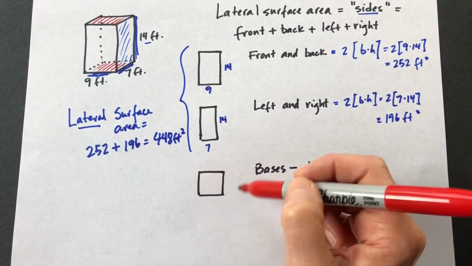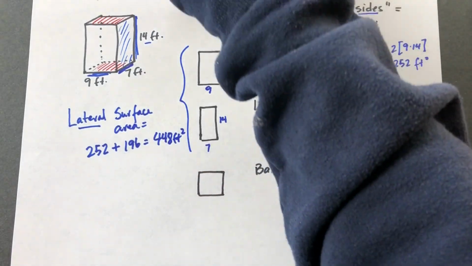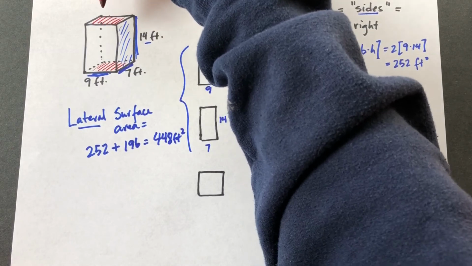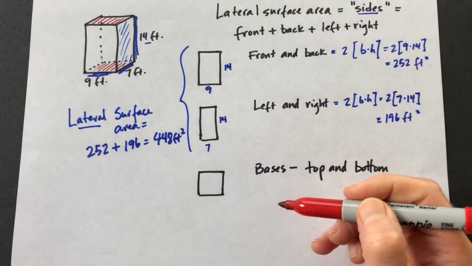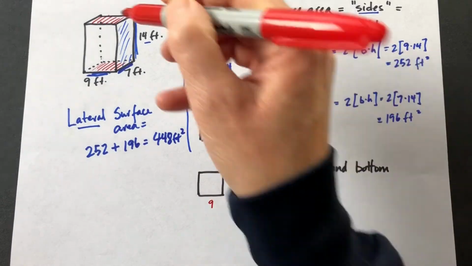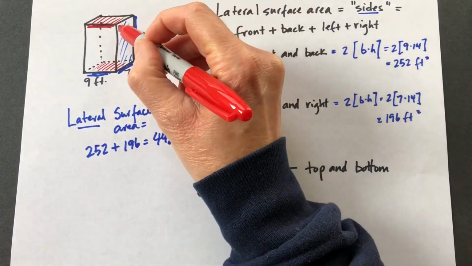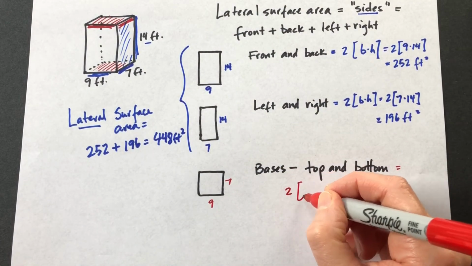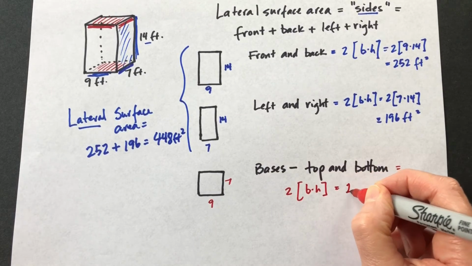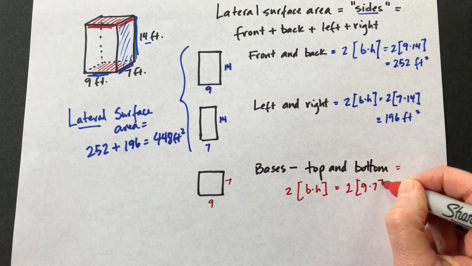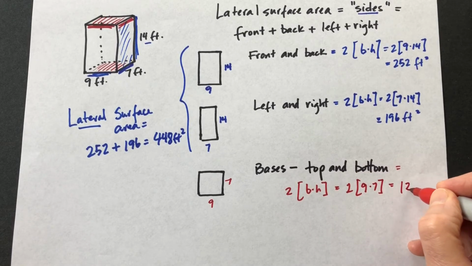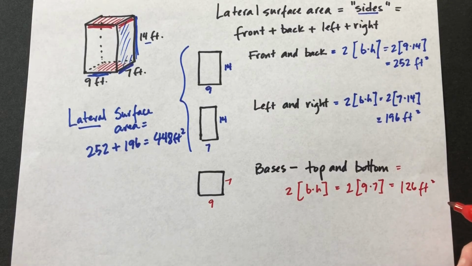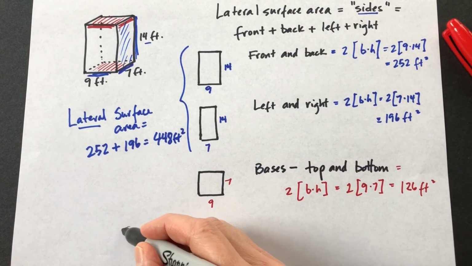And to think about the dimensions of the base, you want to think about looking at it from the top view. We're going to look straight down at that rectangular prism. So again, we have a dimension of 9 and a dimension of 7. So our area there is going to again be base times height, and we've got a base of 9, height of 7. So our area of the base is 126 square feet.